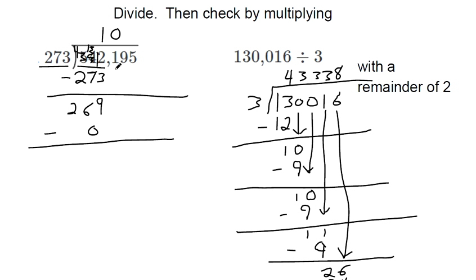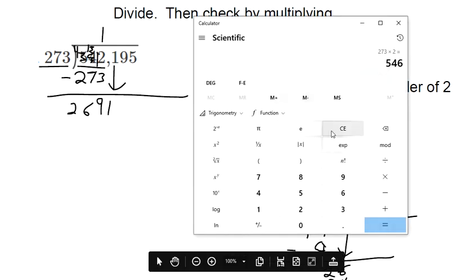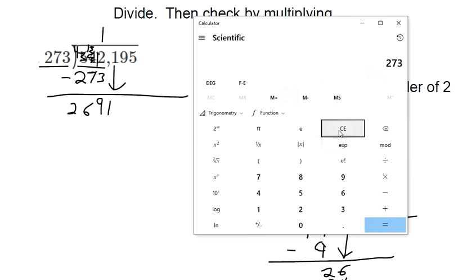Oh, sorry. I forgot. I did not even do my own steps here. Remember the arrows? We got to carry down a 1. And now we got to find out how many times 273 fits into 2691. And this is where I'm okay with you not doing things by hand. You can use a calculator because this just takes a while.